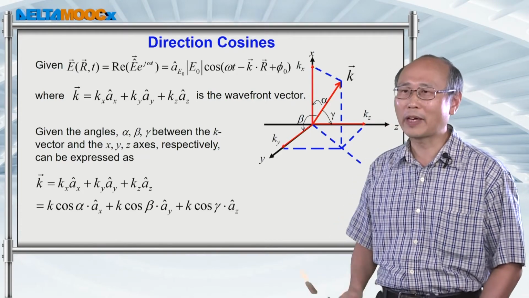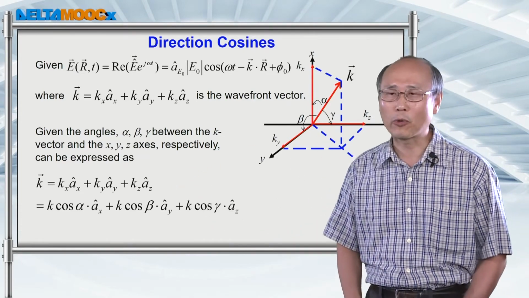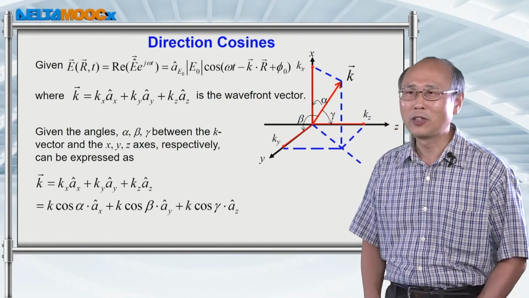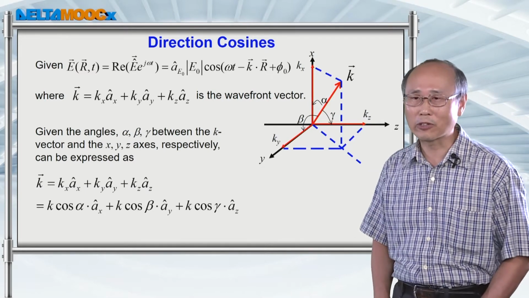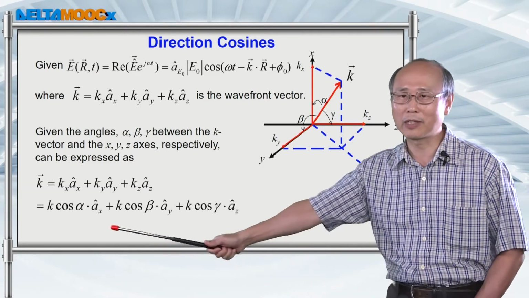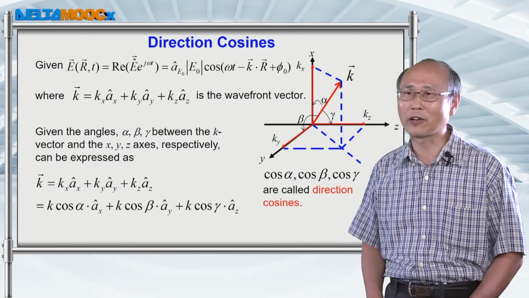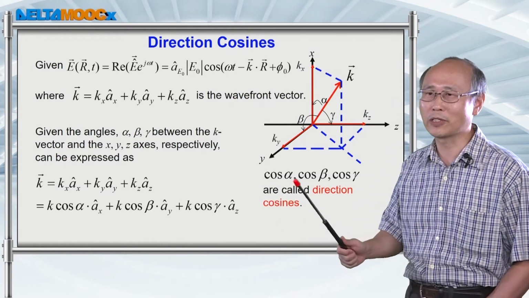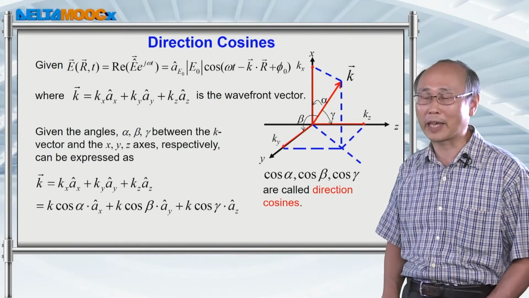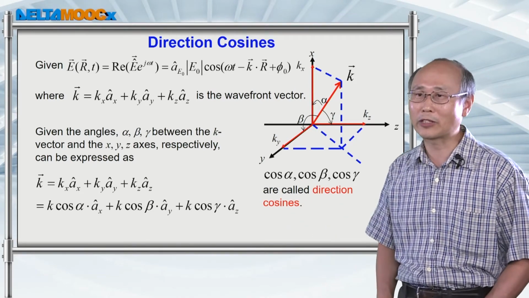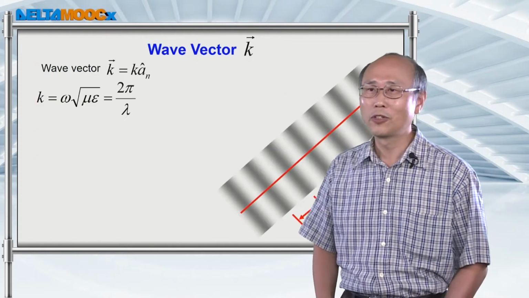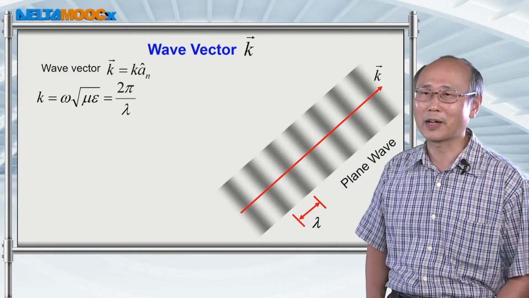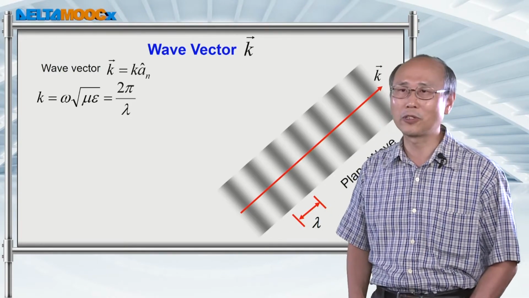So if you know the angles, then it will be quite easy for you to write down this k vector. So those angles are quite important, especially the cosine values of those angles. And there's a name associated with this cosine alpha, cosine beta, cosine gamma, and we call this the direction cosines. So now you have this direction cosines. Let's look into some parameters associated with it.